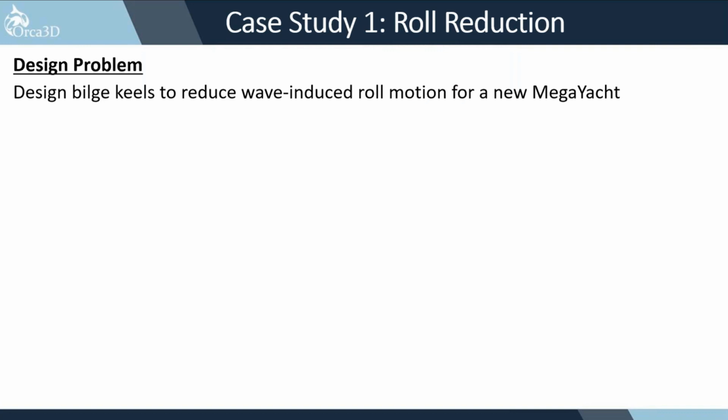keels. Bilge keels, for those of you who aren't familiar with them, are essentially plates that extend out normal or perpendicular to the surface near the turn of the bilge, extend over maybe a third of the length of the vessel typically, and they help to add roll damping to reduce roll motions. So there's lots of rules of thumb that are commonly used, but with Orca CFD, you don't need to rely on rules of thumb. You can use a more rigorous approach to optimize the design of your bilge keels.